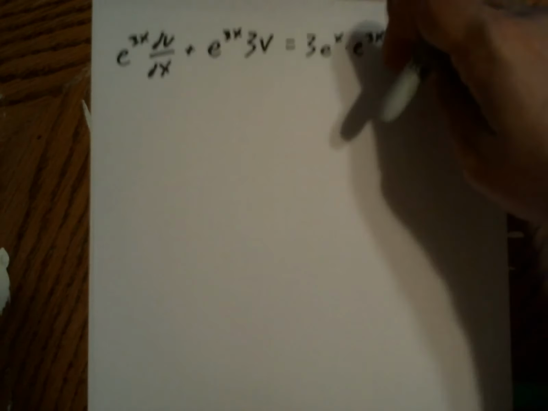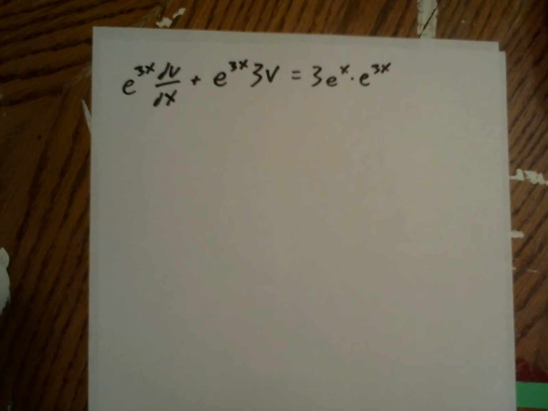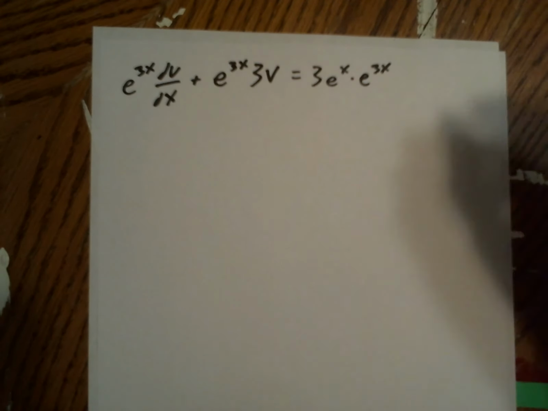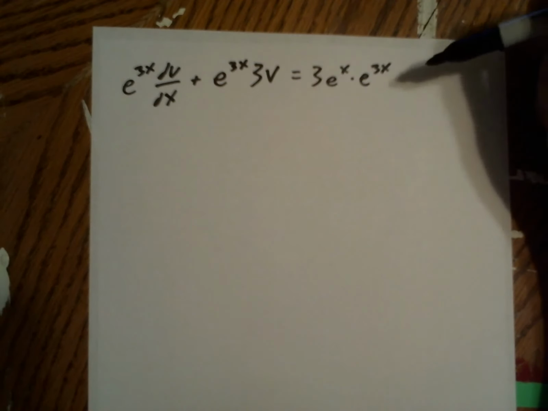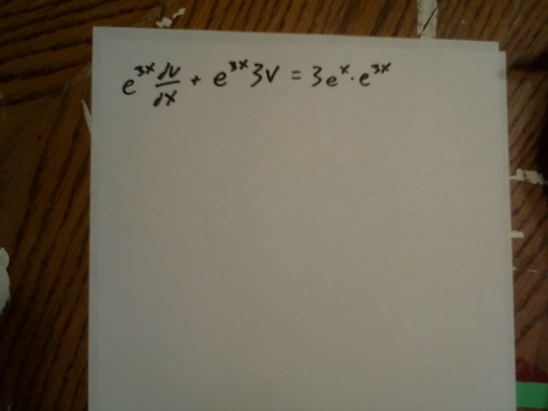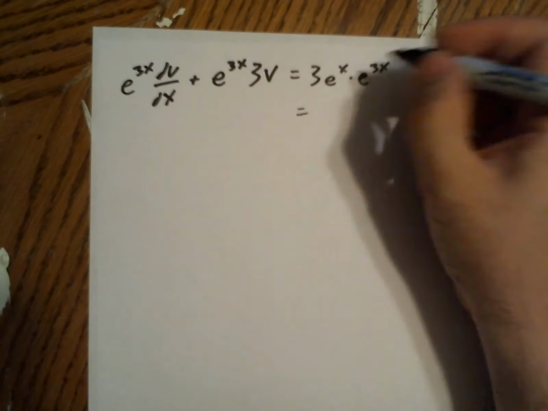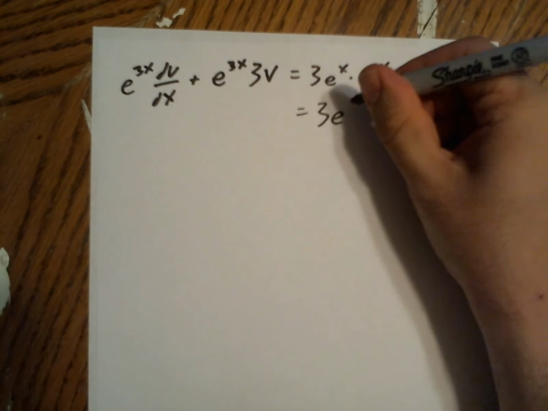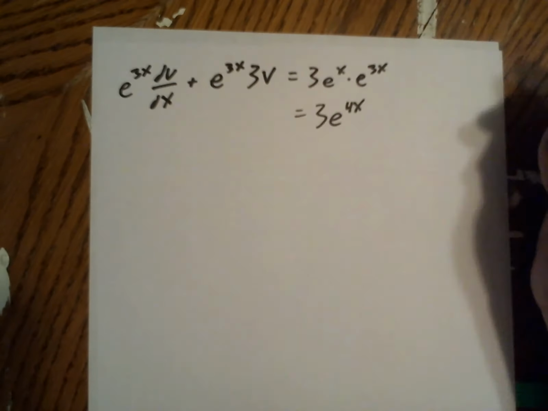Alright, I know that the right hand side, so this is the same base. So same base, so e to the x times e to the 3x, just like if I had x squared times x cubed giving me x to the 5th. In this case, e to the 4x.